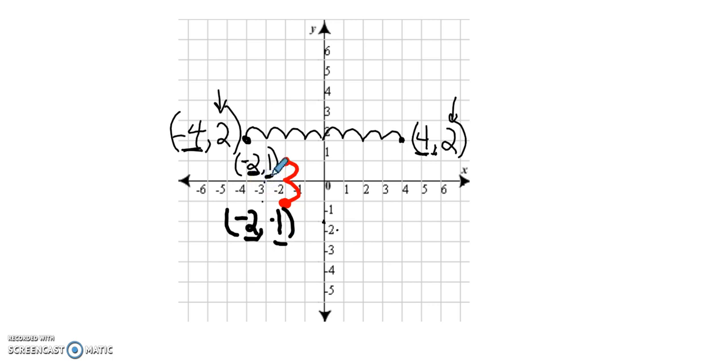Also, they would not be in the same quadrant. Recall that this is quadrant 1. Going counterclockwise, we have quadrant 2, quadrant 3, and finally quadrant 4. Let me rewrite that. Quadrant 4. And we usually use Roman numerals in order to identify the quadrants.